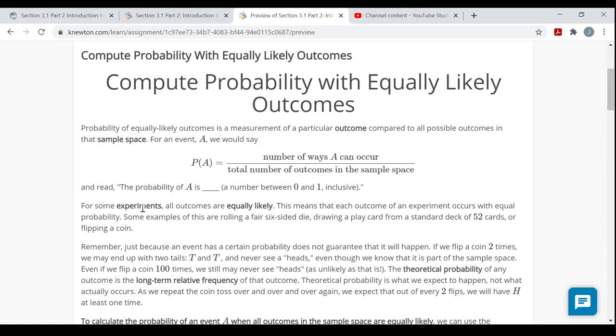For some experiments, all outcomes are equally likely. This means that each outcome of an experiment occurs with equal probability. Some examples of this are rolling a fair six-sided die. Each side has a 1 in 6 chance of occurring, so every outcome is equally likely. Drawing a playing card from a standard deck of 52 cards: every card has a 1 in 52 chance of being selected. Or flipping a coin: heads and tails both have a 1 out of 2 chance. These are examples of experiments where every single outcome has the same chance of happening.